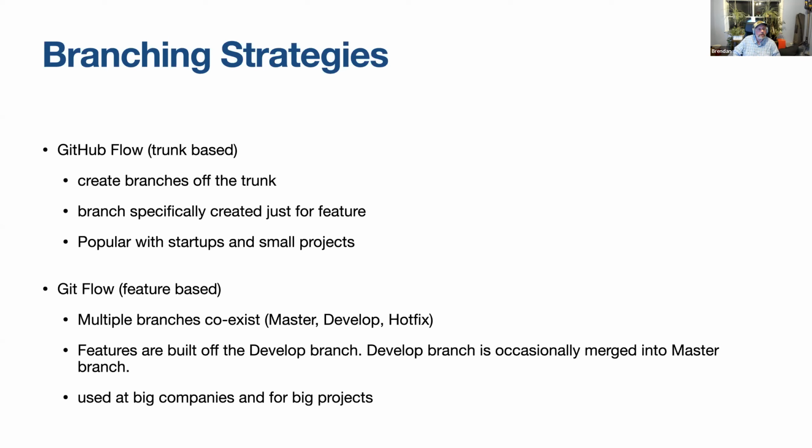The second one we're going to talk about is Git Flow, which is feature-based. Multiple branches coexist where you have a master or a main, you have develop, and then you have hotfix. This is going to vary from organization to organization, depending on how they set it up. But that's the key three branches there. Features are built off the develop branch. And then every once in a while, the develop branch, when it's been tested, gets merged back into that master branch. This is traditionally used at big companies and for big projects.